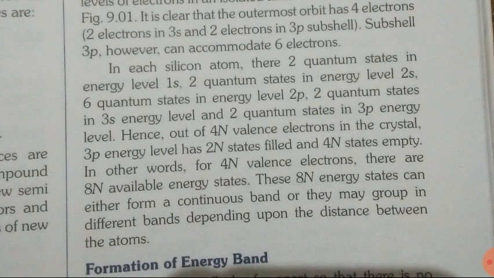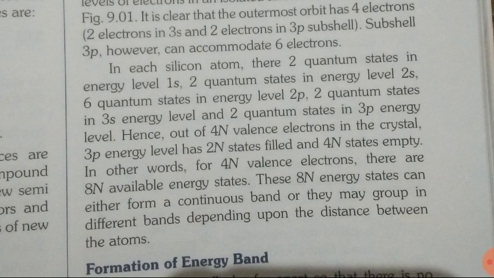In each silicon atom, there are 2 quantum states in energy level 1s, 2 quantum states in energy level 2s, and 6 quantum states in energy level 2p. You know that this, na? In S, 2 places are there, in P, 6. Okay? 2 quantum states in 3s energy level and 6 quantum states in 3p energy level.